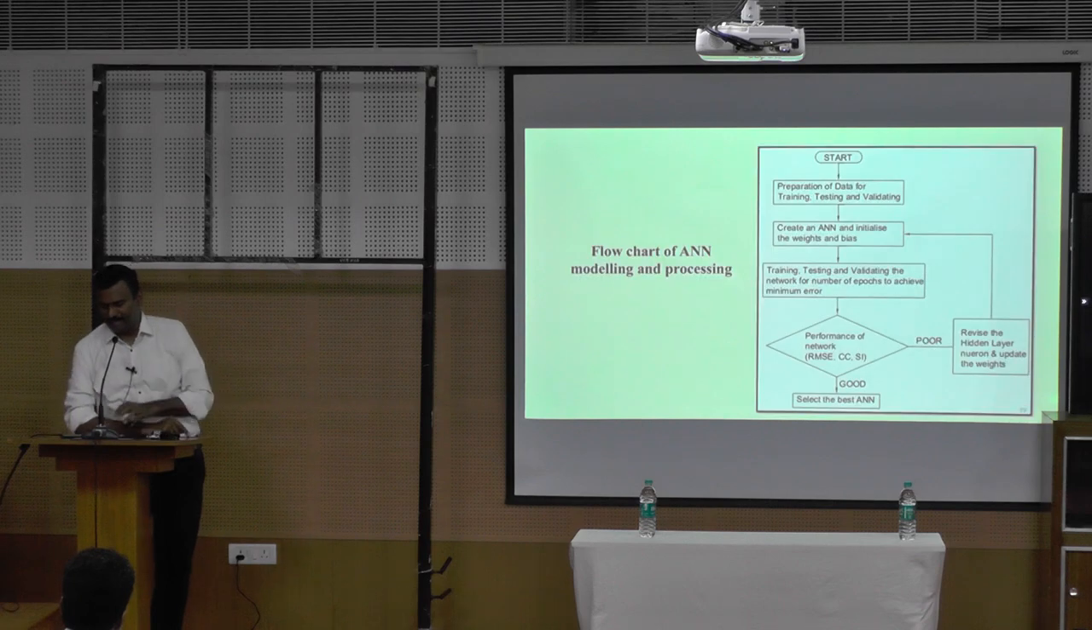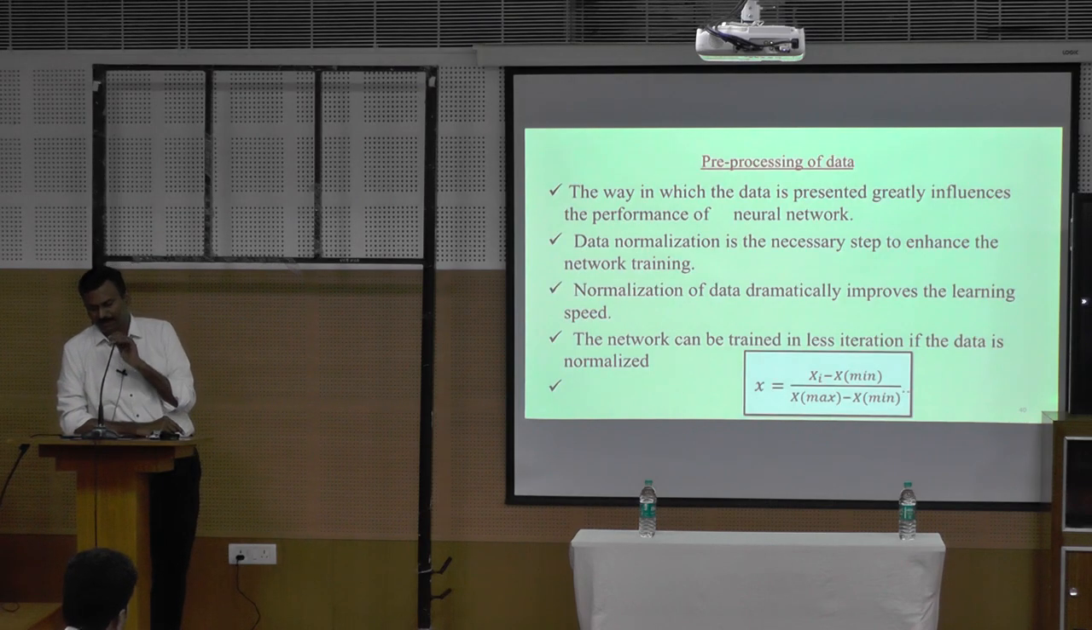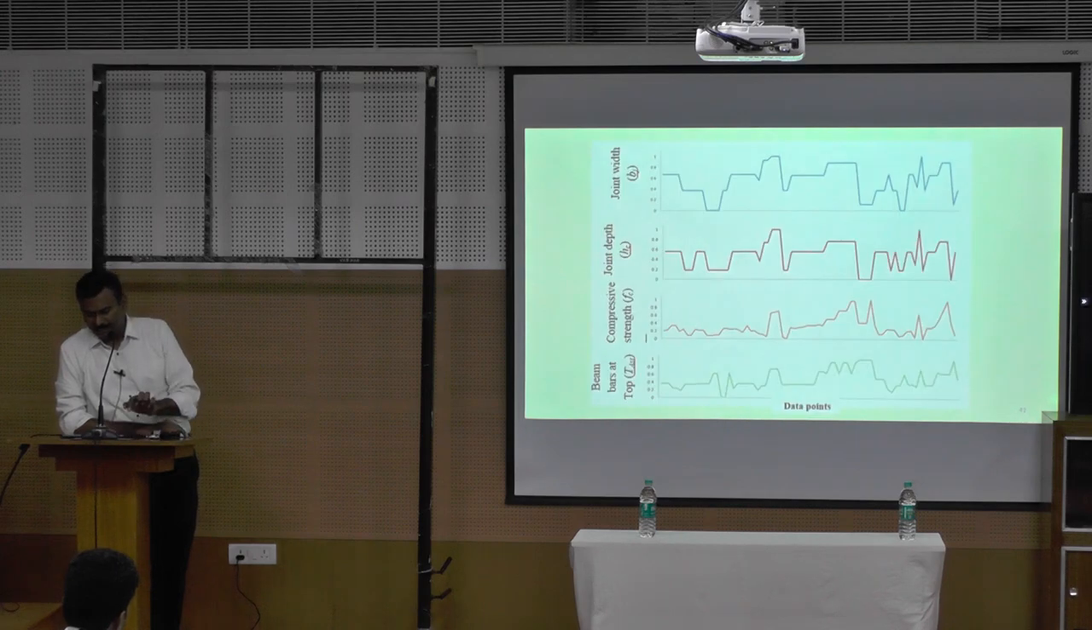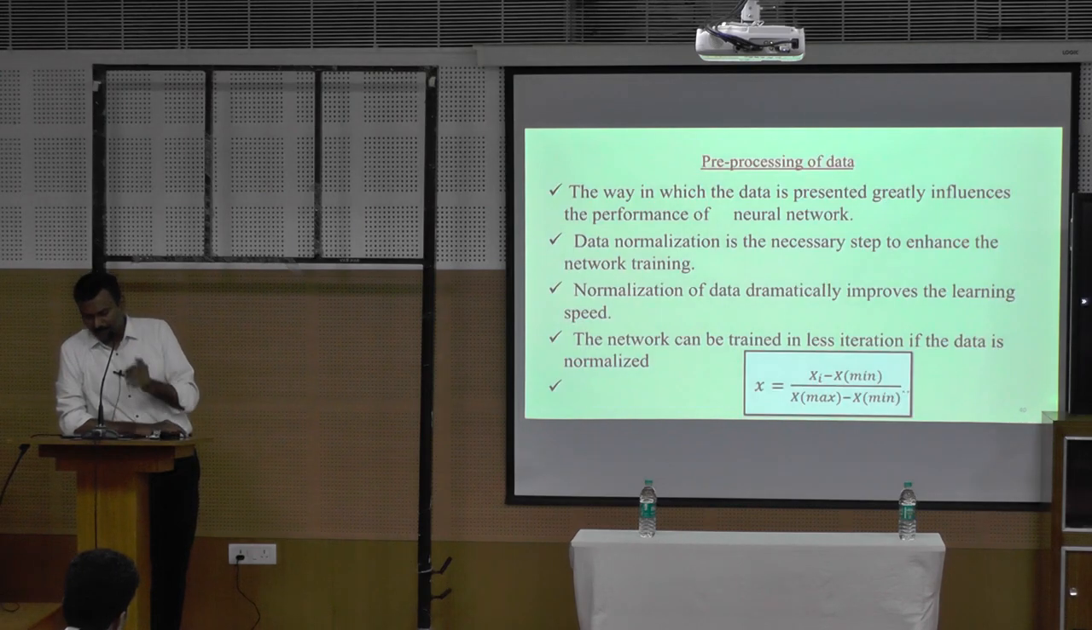Similarly, we can have different models, then pre-process the data using that. These are simple networks also. Data normalization is necessary to enhance network training. Basically, what I'm trying to say is, don't take all the raw data. You can filter the data using some mathematical technique.